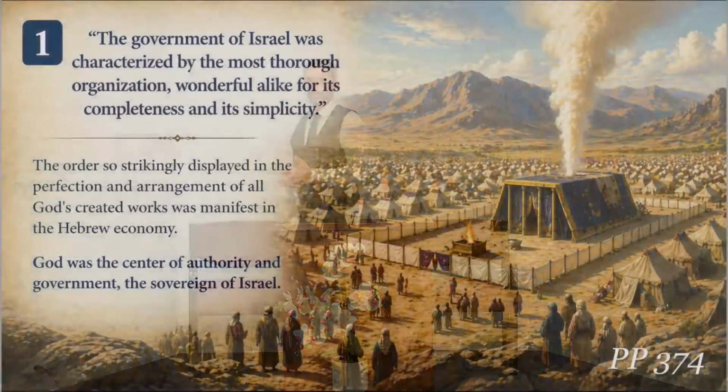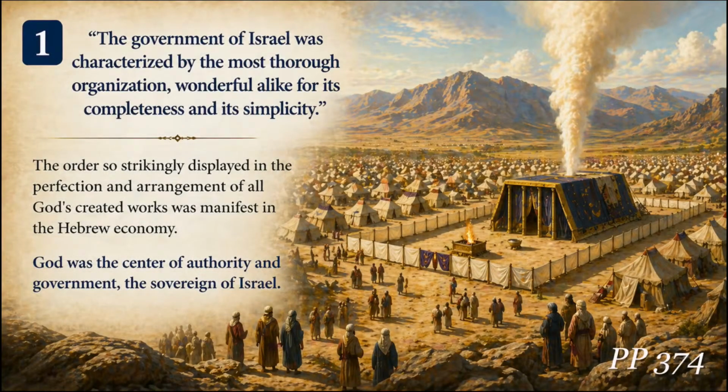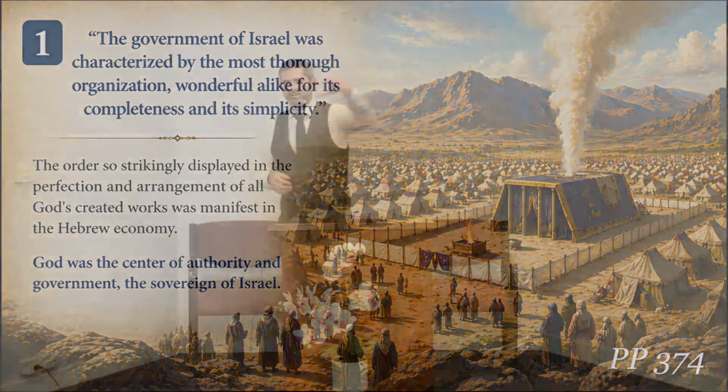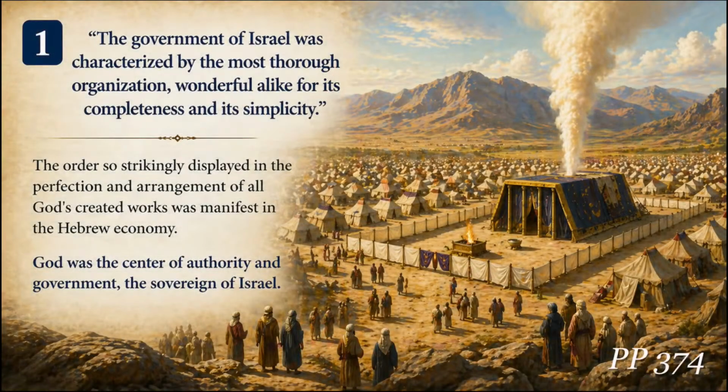Now, in Patriarchs and Prophets 3:74, it tells us about the church of God on earth. When God called the children of Israel out of Egypt and wanted to structurally organize them as a special people in fulfillment with the covenant of Abraham, to take them into the land of promise and establish them there as his people, it says this: the government of Israel was characterized by the most thorough organization, wonderful alike for its completeness and its simplicity. The order so strikingly displayed in the perfection and the arrangement of all God's created works was manifested in the Hebrew economy. When it uses that word Hebrew economy, it's like their government system, how they operated, how they functioned.